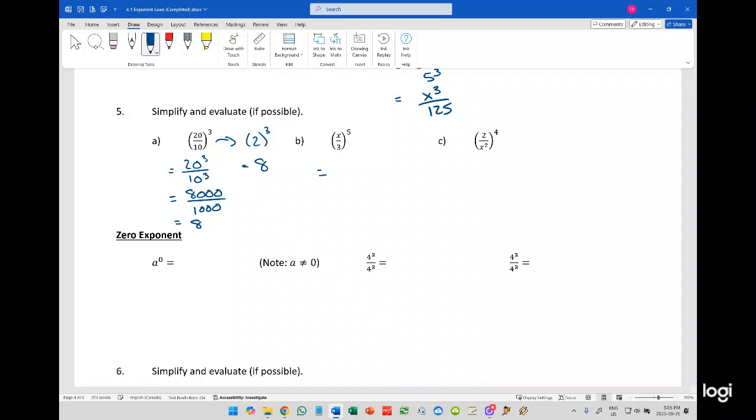The next one, we do x to the 5th divided by 3 to the 5th. X to the 5th we can't do much with. 3 to the 5th would be 3, 9, 27, 81, 243, I believe.